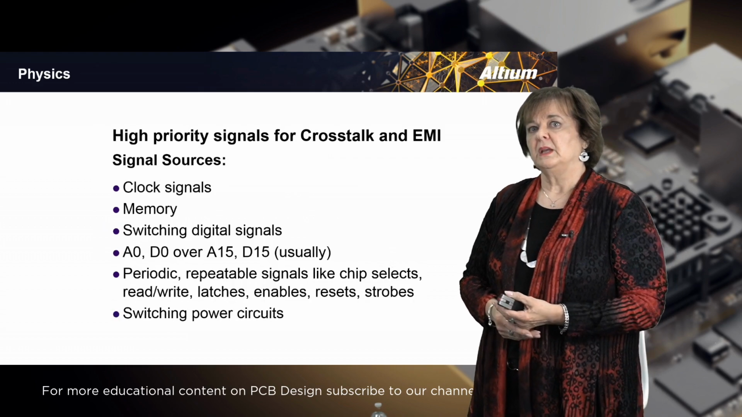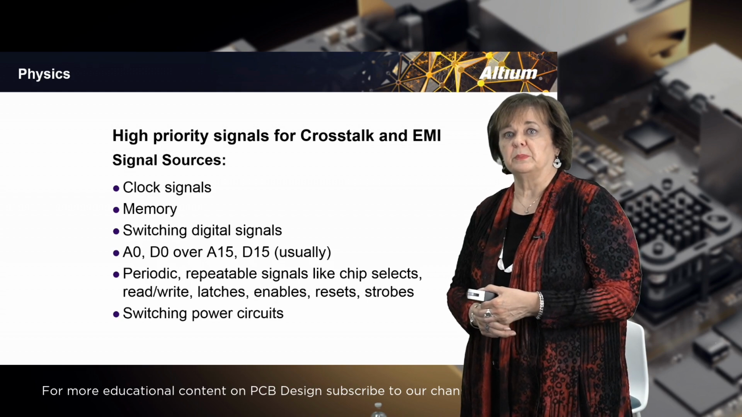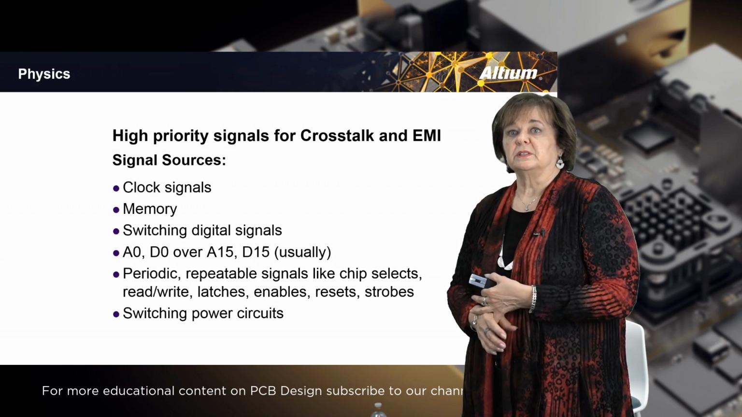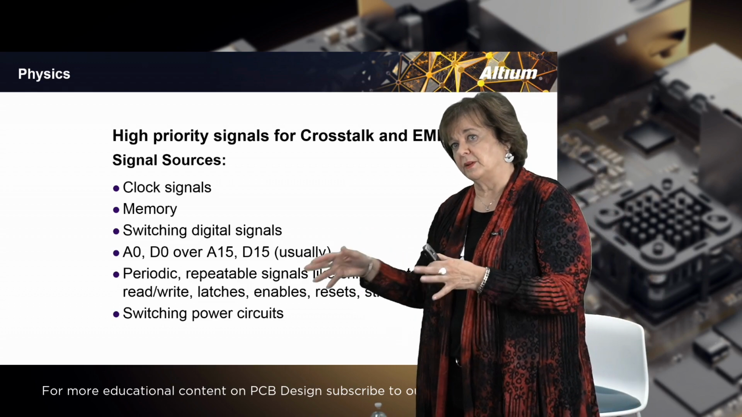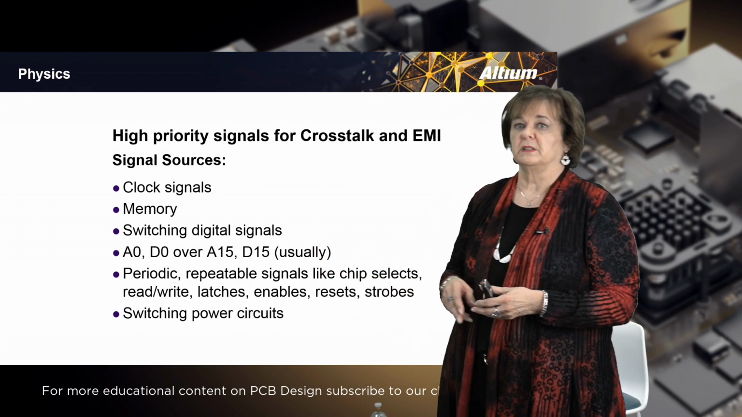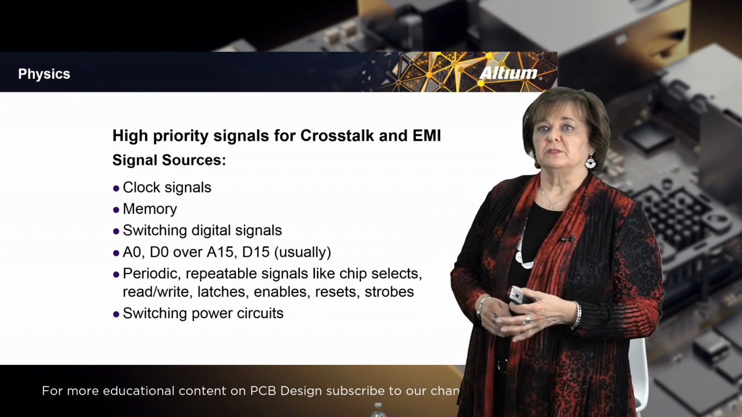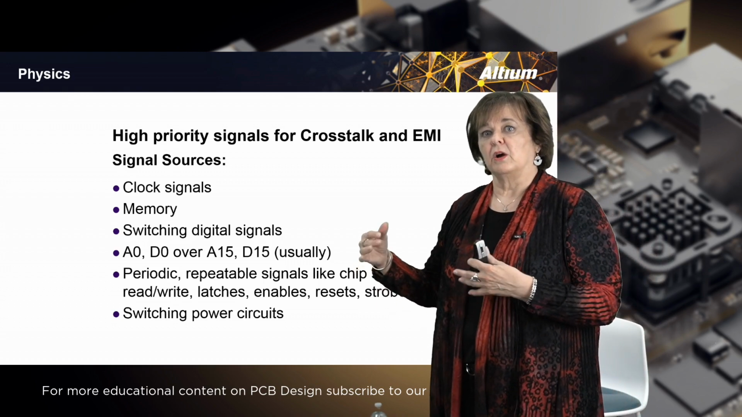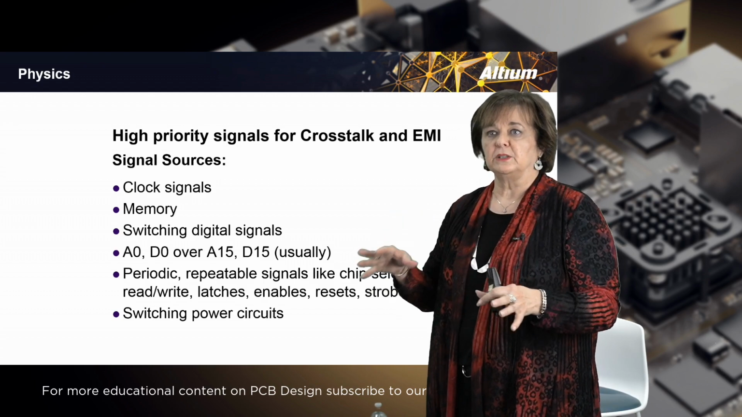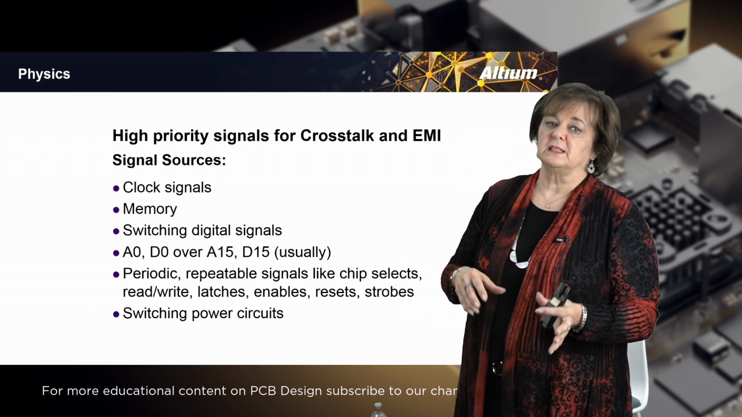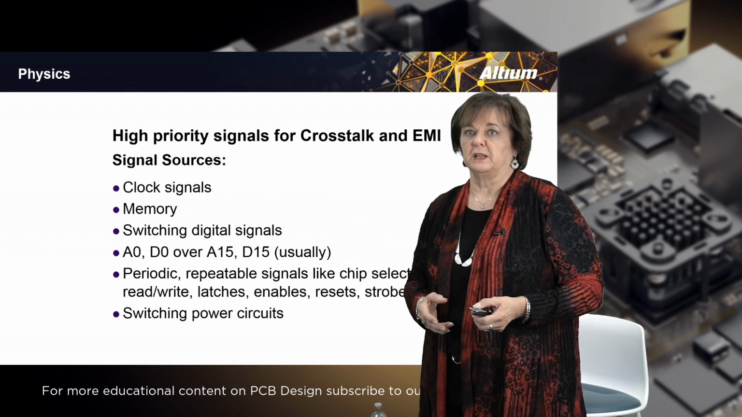So some high priority signals would be clock signals, memory, switching digital signals, A0 and D0 over A15, usually because of the way they're set up. It depends on which one is set up as the one switching most often. Periodic repeatable signals like chip selects, those kinds of things, are all switching power circuits. All of these are things that can create noise easily, and if they create noise easily, we have to control that noise and keep it contained as much as possible.